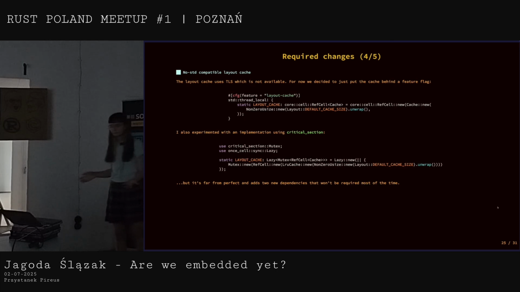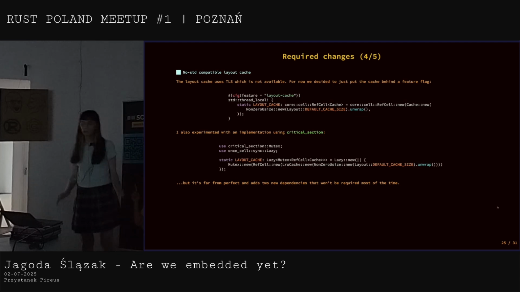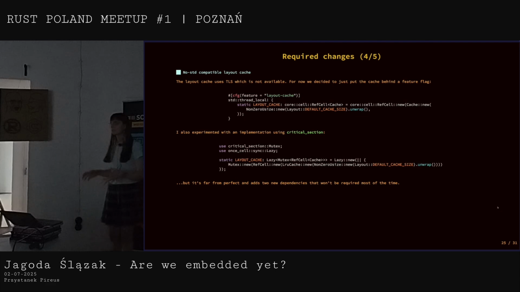So, well, I experimented a bit with an implementation using critical section and once cell. It's not perfect. In fact, it's terrible, and we didn't use that in the end because it pulls 2 additional dependencies, no matter if you use this or not. And also, since we use a mutex, it's locking. And so for now, in no-std, there is no layout cache. But it's still fine because it only really matters for complicated layouts.